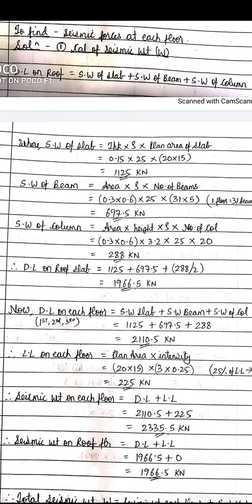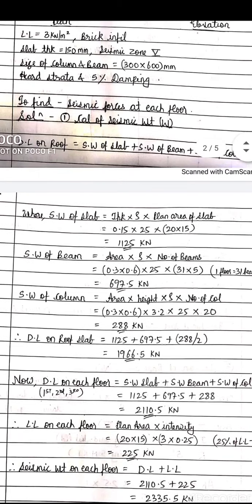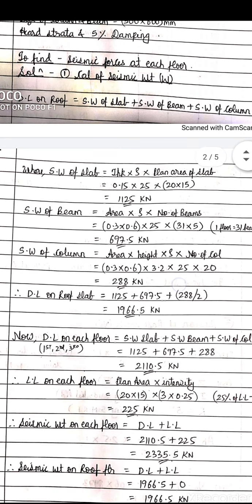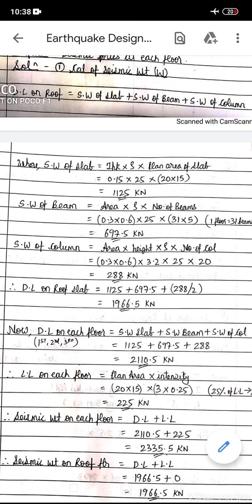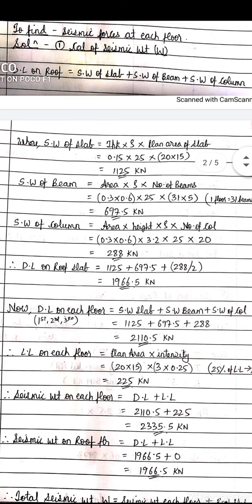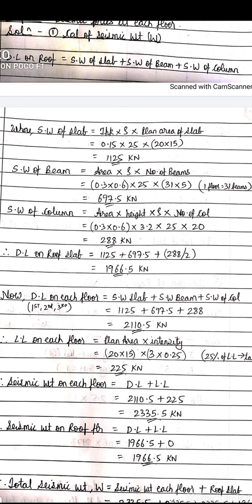So we got the self weight of the slab, the beam, and the column also. Now the total dead load on the roof slab is given by the formula I have shown here: self weight of the slab, self weight of the beam, and self weight of the column. The self weight of the slab is 1125, the self weight of the beam is 697.5, and the self weight of the column is 288 by 2.